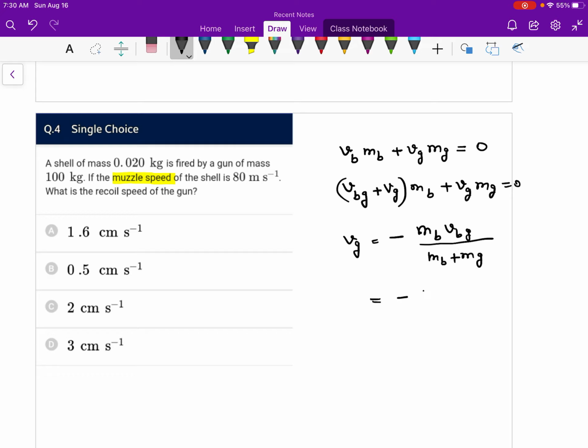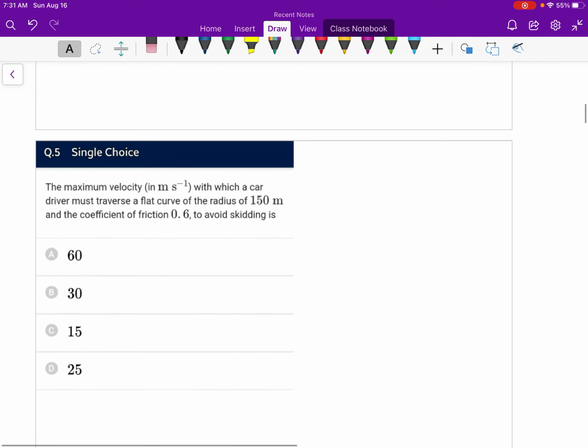Okay, so mass of bullet is 0.02 and velocity of bullet relative to gun is given 80 meters per second, upon 100 plus 0.02. So 100 plus 0.02 is approximately 100. So this is minus 0.02 into 80 by 100. So that is 0.016, that is 1.6 into 10 to the power minus 2. So 1.6 centimeters. So A is the correct option.